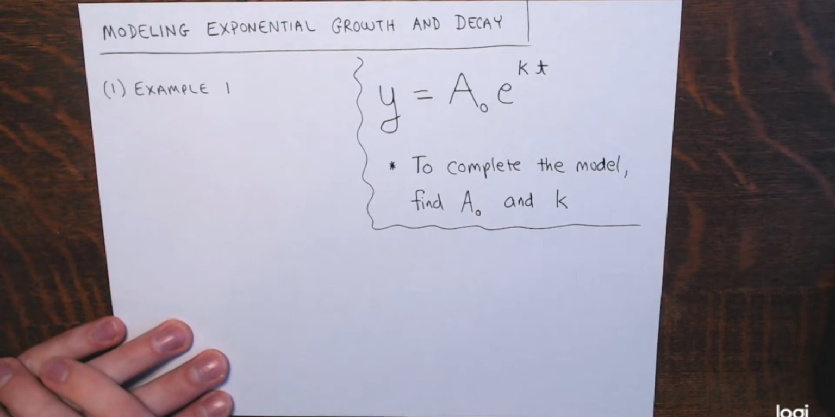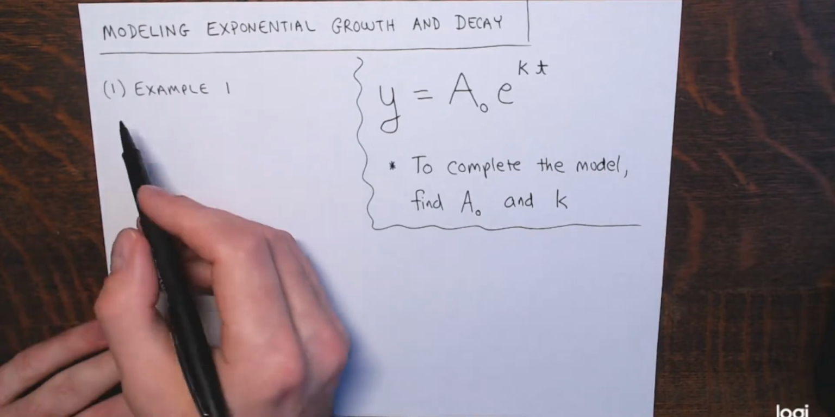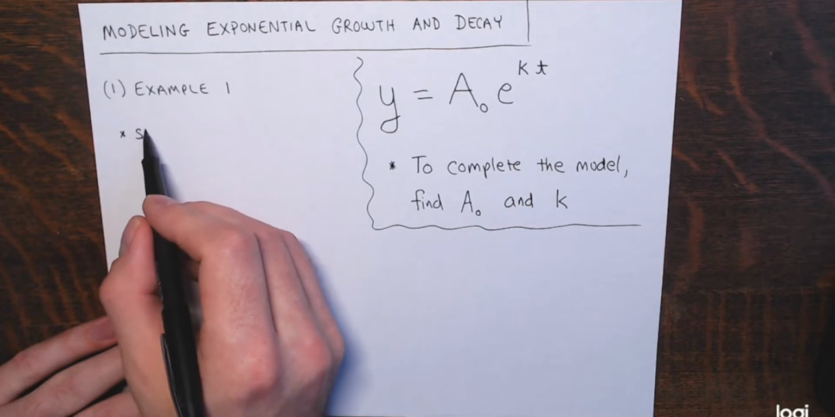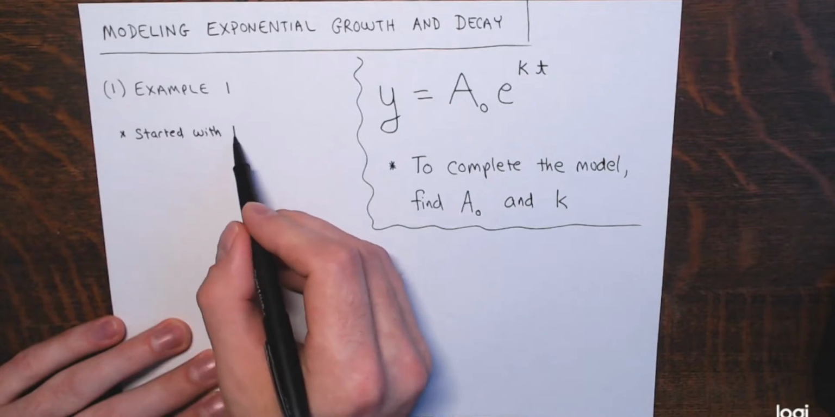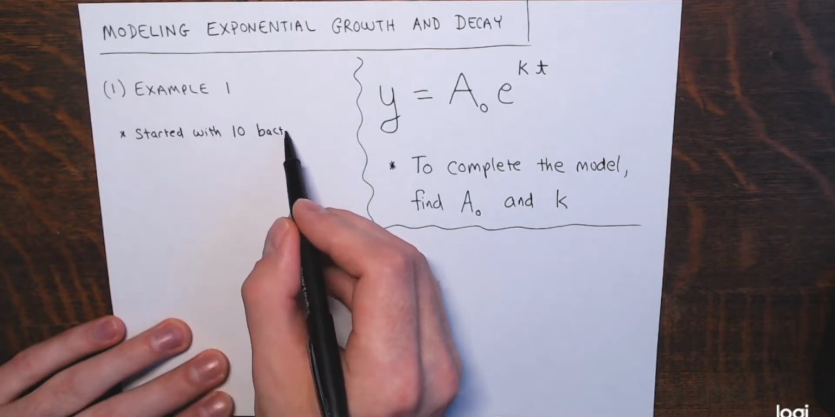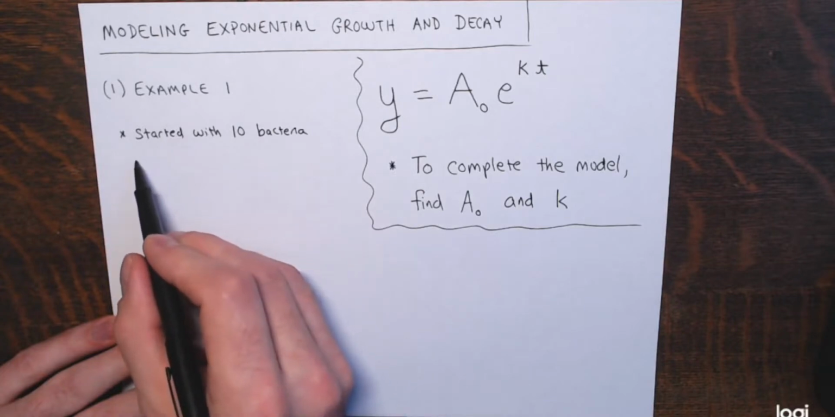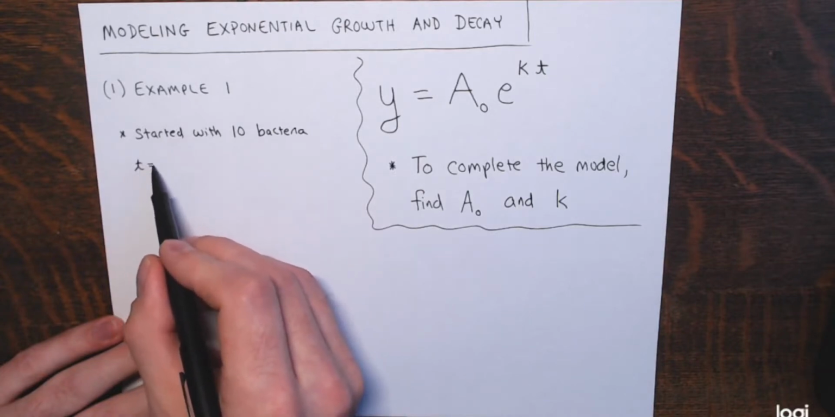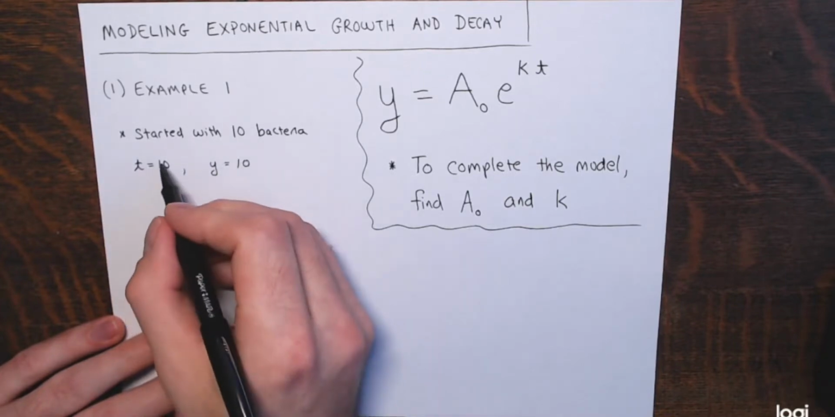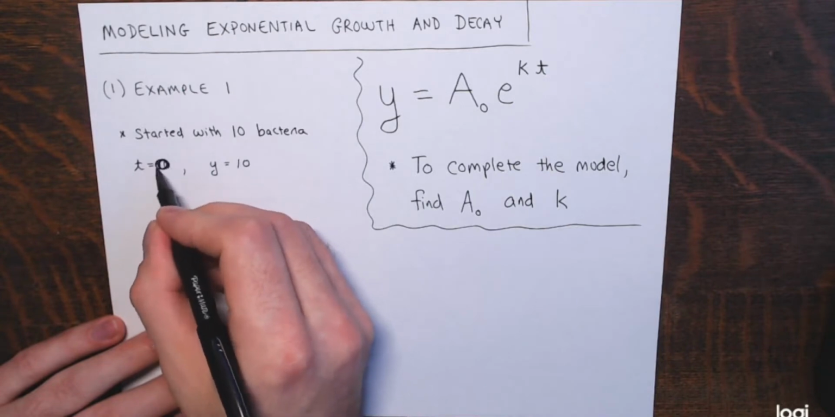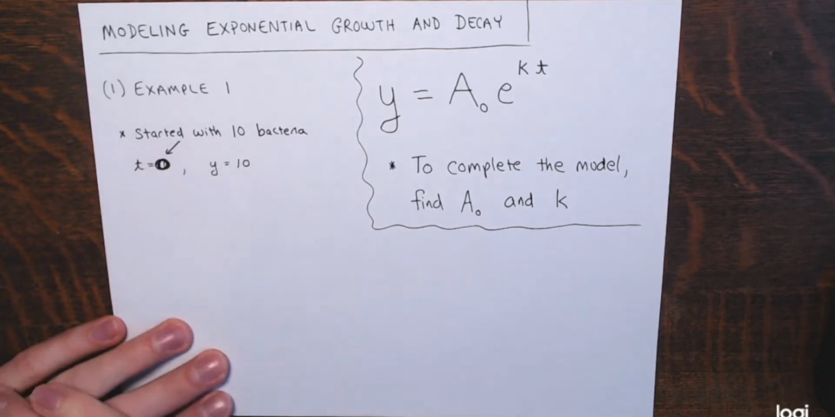Now, they told us that this culture started with 10 bacteria. That means when t equals 0, y equals 10. Sorry, I don't know why I wrote 10 here. Started with means t equals 0. T represents time, and this is time in hours here. They said the bacteria doubles every hour, so you have to pay attention to that stuff. What are the time units?